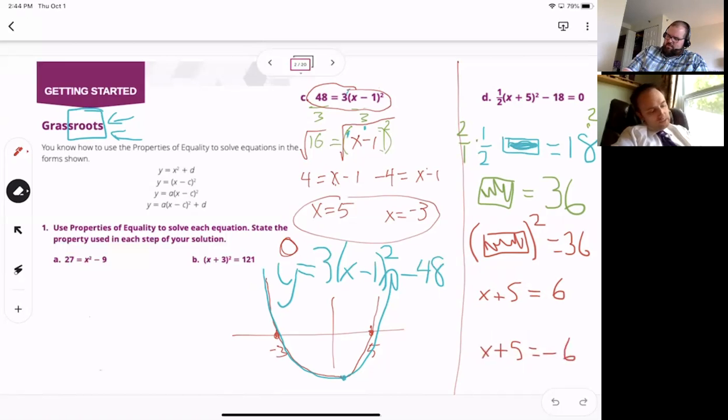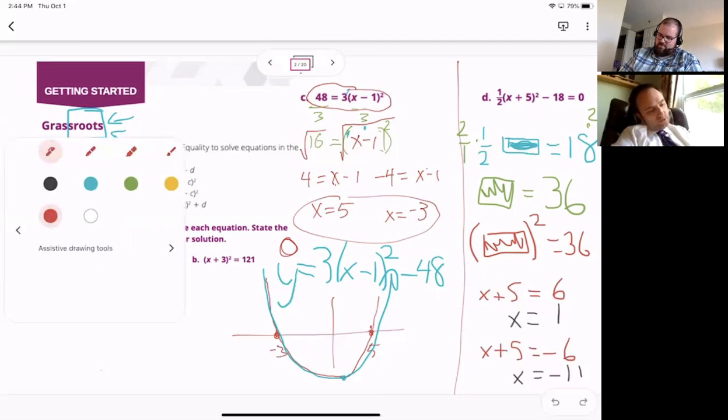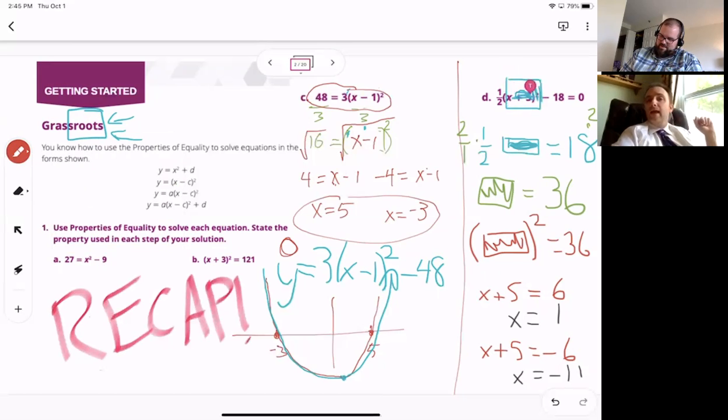For both those, we're going to subtract 5 from both sides, so we'll get 1 and -11. I'm going to do a quick recap of what just happened because the video got a little crazy. In the beginning, I made this whole little expression, x plus 5 squared, go away because it was too scary for me to deal with. I then added 18 to both sides and multiplied by 2. So I got the splotch all by itself was 36.